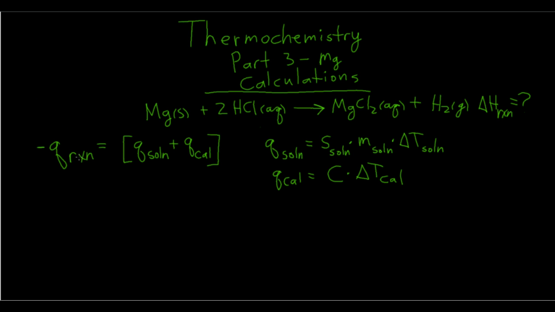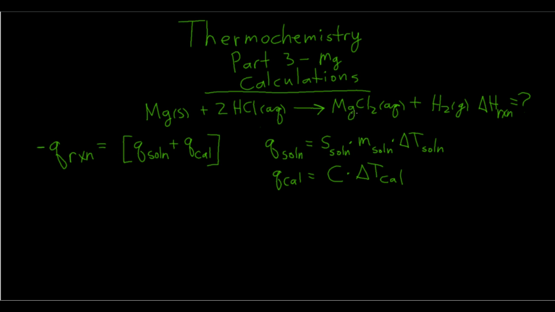So Q of the reaction is the thermal energy transferred out of the system, being the chemical reaction. And it's going into two places. It's going into the solution and it's going into the calorimeter. So we can say negative Q of the reaction is equal to Q of the solution plus Q of the calorimeter. Now here the solution isn't just water.